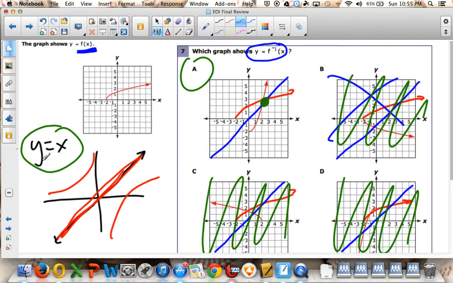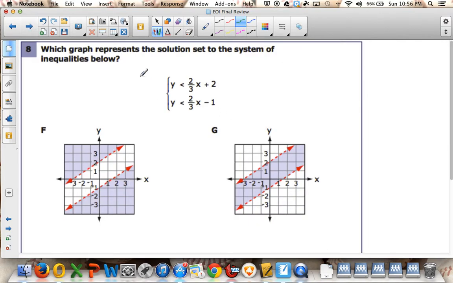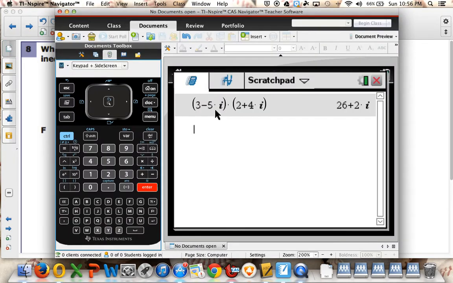It's reflected about the x equals y line, or y equals x line, and they cross at the same spot. Remember, the inverse is denoted by that little -1 at the top. Next question. Which graph represents the solution set to the system of the inequalities below? Pick up the calculator and we'll graph this.